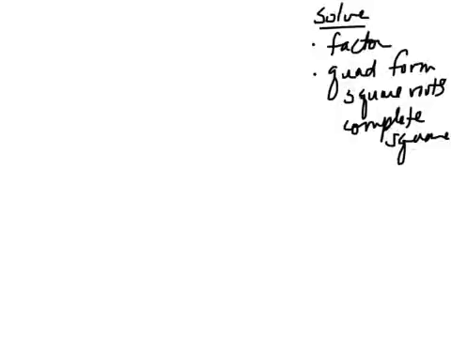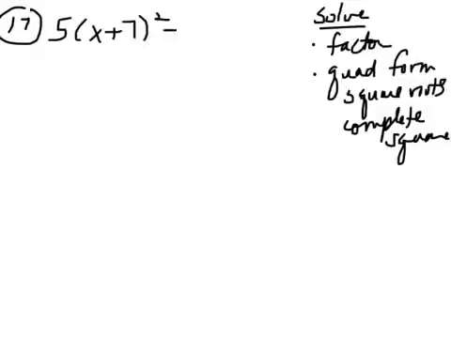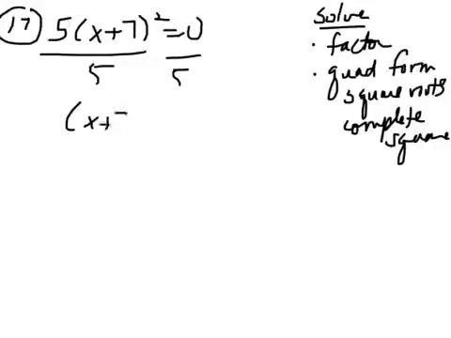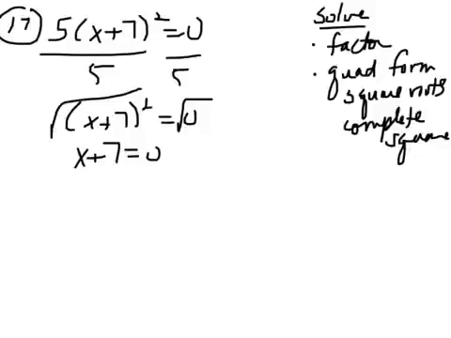For example, let's see. One that would be easy to solve with square roots would be like 17. 5 times x plus 7 squared is equal to 0. Well, if I divide both sides by 5, I get x plus 7 squared is equal to 0 still. And if I square root both sides, I just get x plus 7 equals 0. And if I subtract 7 from both sides, I get x equal negative 7. That was really fast to solve by doing square roots. You could have done another method, but that would have been the fastest way to do that one.